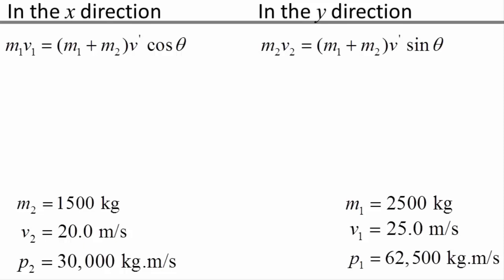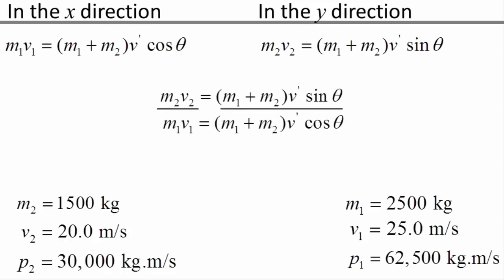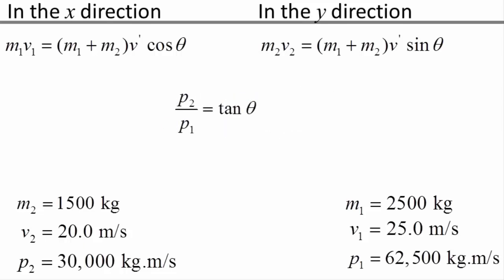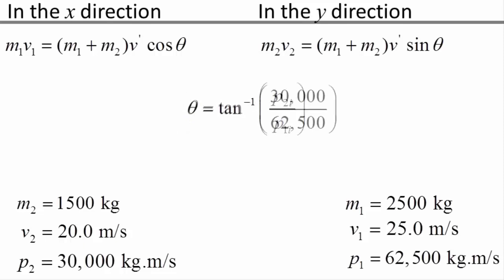But looking at the two equations, we can see that there's a sine theta in one and a cos theta in the other. If we take the ratio of sine theta over cos theta, we get tan theta. We also notice that m1 plus m2 and v prime cancel out as well. So we end up with a simple formula of the ratio of the initial vertical momentum over the initial horizontal momentum being equal to tan theta. Transposing for the angle gives us the following equation. We can now substitute in our values to solve for theta, and this gives us a value of 26 degrees, the same as when we solved it using the vector method.